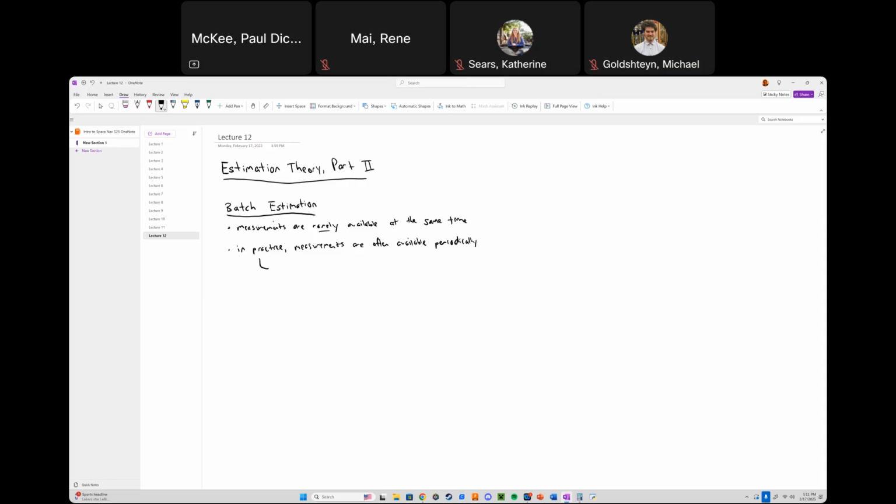So we can handle that one of two ways. We process them as they come in. This is called sequential estimation. Think Kalman filter, and we have a whole Kalman filter unit coming up. Or we can process all at once, and that is batch estimation, which we will cover today.